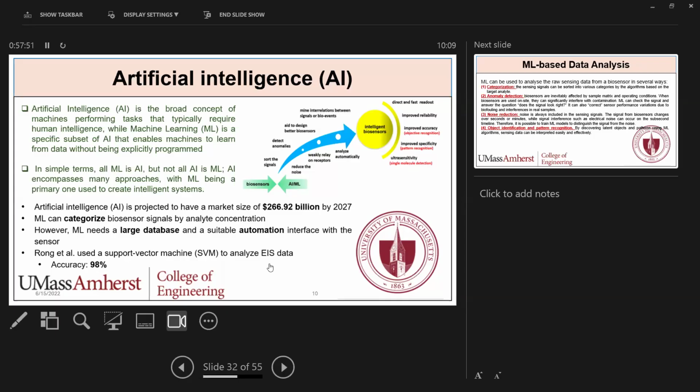And you know, machine learning and artificial intelligence are now everywhere. The market is projected to reach a size of 266 billion by 2027. So what exactly does it do? A machine learning intelligent biosensor gives direct and fast readout, improved reliability, improved accuracy, improved specificity, and ultra sensitivity, right? Sensitivity and specificity are the most important parameters in almost all the analysis for cancer prediction. And there is one paper where they used SVM to analyze EIS data with an accuracy of 98%.